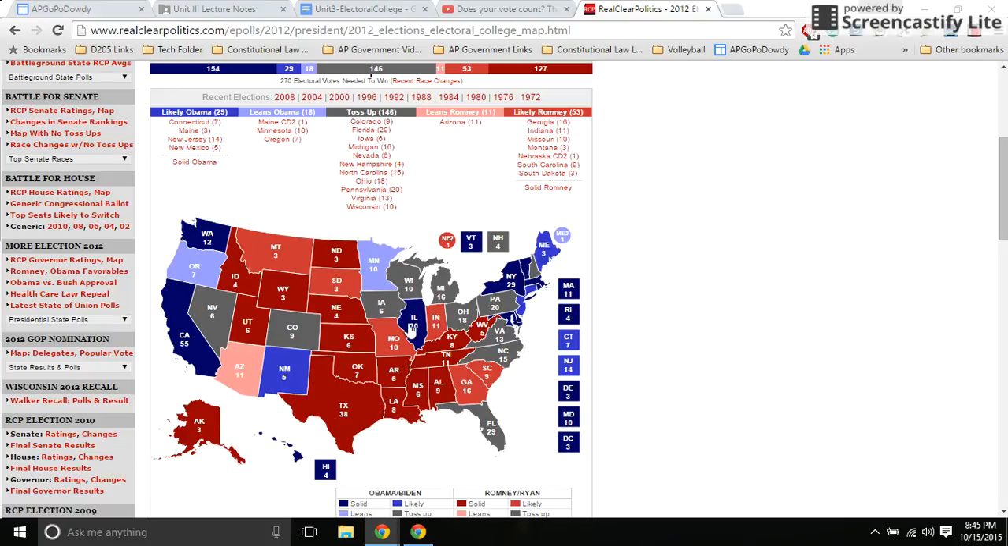So if Barack Obama won Illinois by one vote or 1 million votes, it doesn't matter. He gets all of the electors. There are 20 in Illinois because we have 18 members of the House and two senators. He gets 20 electors, so he has a slate of 20 diehard Democrats who are going to support him if he wins that state.